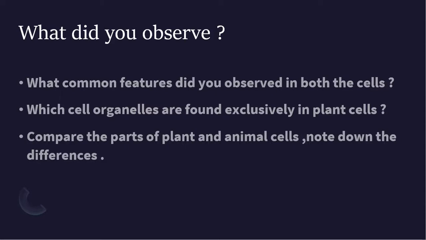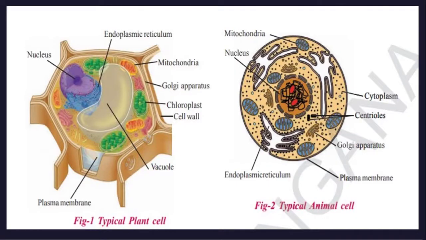Before that, I will give you clear clarity. Observe this. This is the plant cell and this one is the animal cell. Observe the parts in it. This is the cell wall. The outermost layer is the cell wall. Here the cell wall is present. Are you observing a cell wall here? No. This is the plasma membrane. Plasma membrane is also called the cell membrane.